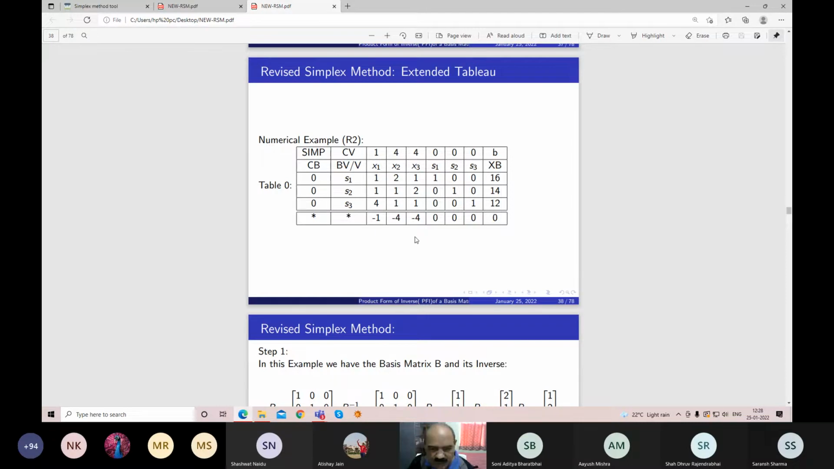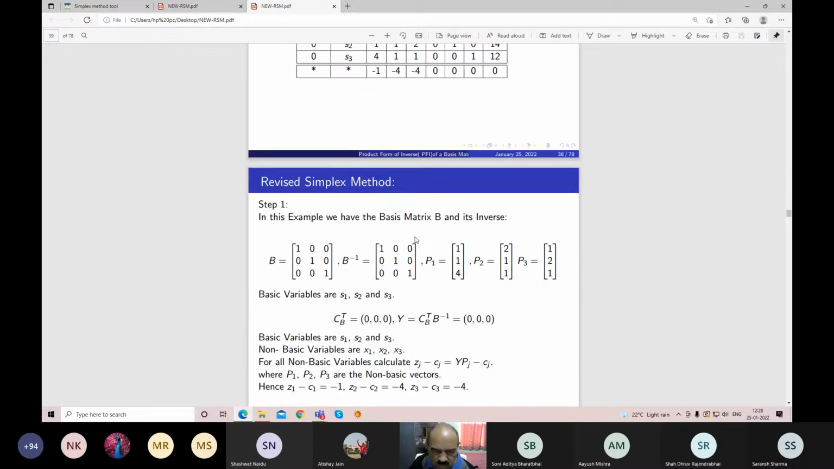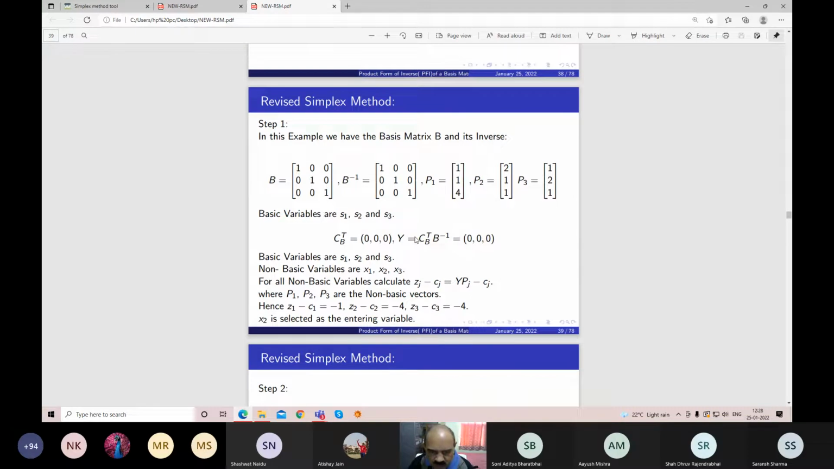So what is the conclusion? The conclusion is like this. With respect to this minus 4, minus 4, I am selecting x2. So x2 is the entering variable. With respect to x2, we have an entering vector. What is the entering vector here? P1, P2, P3. Which one will be the entering vector?